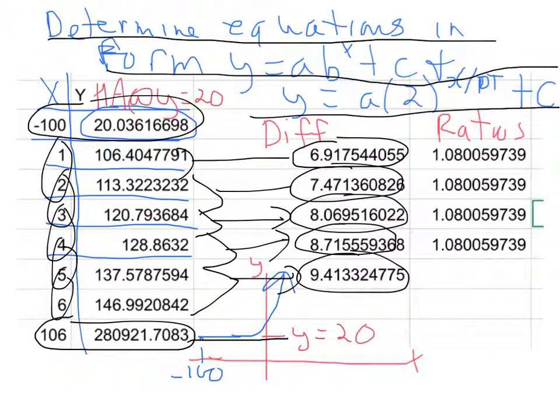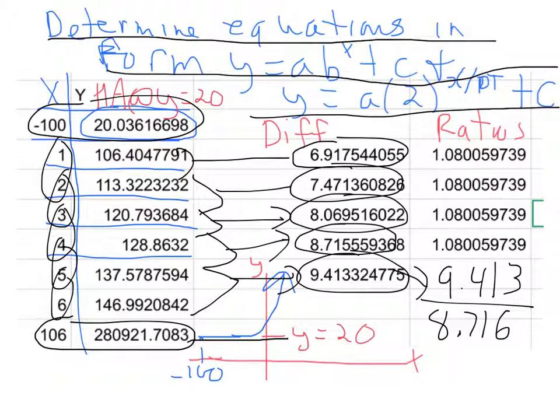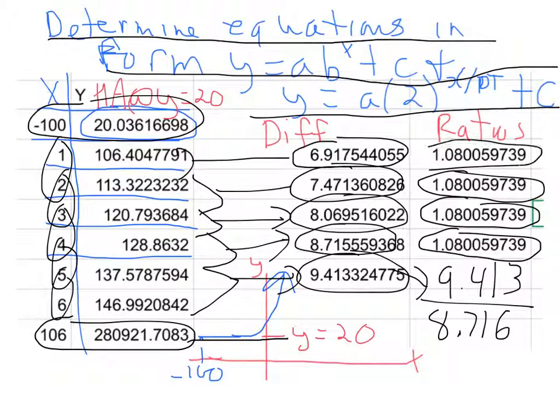So the first ratio I would do would be 9.413 divided by 8.716. And that works out to 1.08. And I keep doing those same ratios, and I get the exact same ratio every time. With a constant ratio, I have exponential growth or decay.